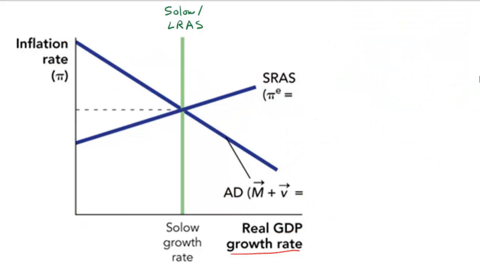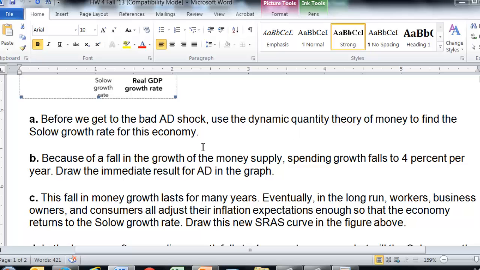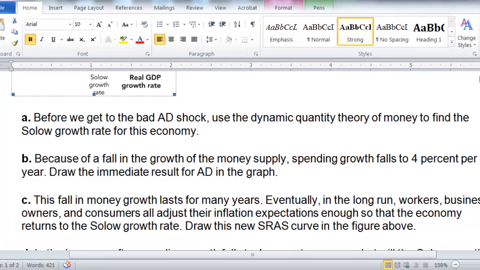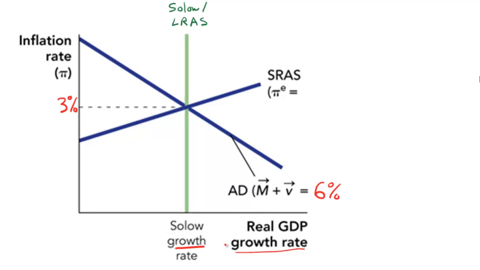Now let's work a problem like what we have in homework 4 here. First off, we said use the dynamic quantity theory of money to find the real growth rate for this economy. Actually, we just did that, but let me redo that. I said we had aggregate demand, total spending growth of 6% in this example, and I said we have 3% inflation. Remember that real growth rate plus the inflation rate equals the total nominal spending rate, or aggregate demand, so this has to be 3%.